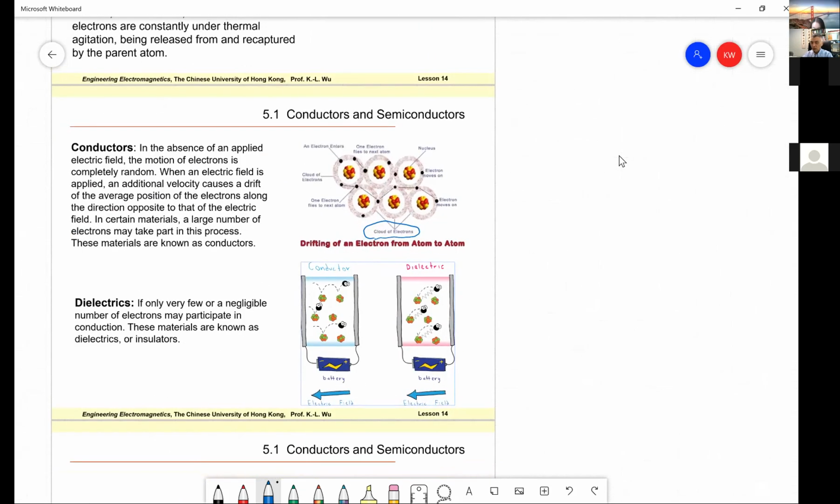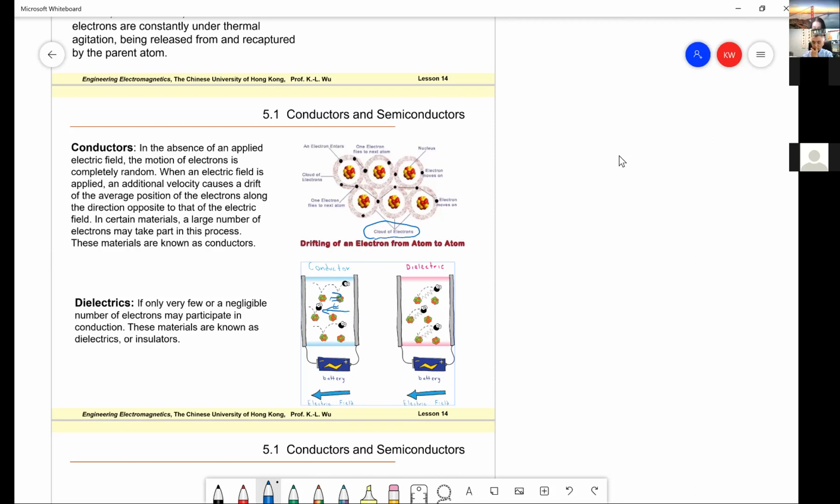So for conductors, if we have an electrical field, say we have a battery and an electrical field in this direction, then the positive charge will appear and the negative charge will be attracted. They are moving in opposite directions, forming a current.